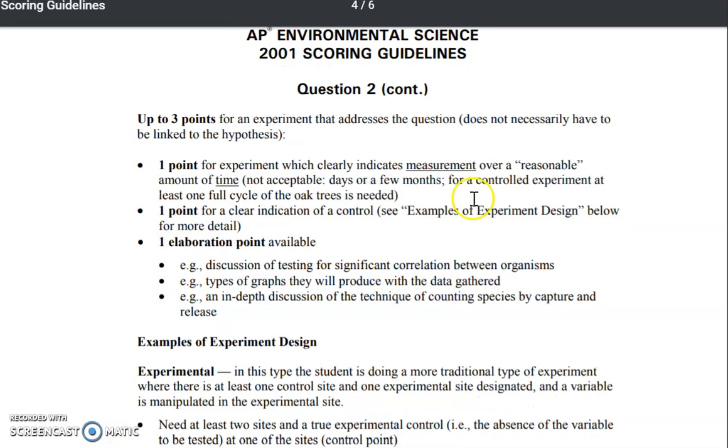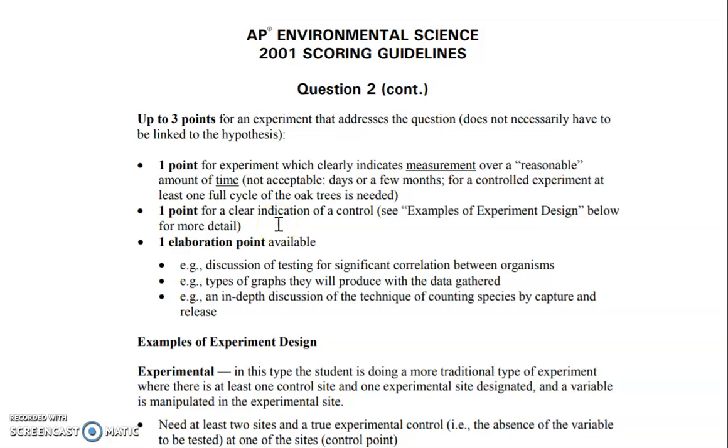And then the experiment, which clearly indicates measurable over a reasonable amount of time. Keep this in mind with your question that you're answering. Make sure your time frame is acceptable for what you're testing. You're dealing with trees and acorn cycles. Saying that you're going to measure this over a week, you're not going to notice a difference. You need to have at least one full cycle of oak trees for this experiment. So think about whatever your experiment is and make sure your level of time is appropriate for whatever you're measuring.